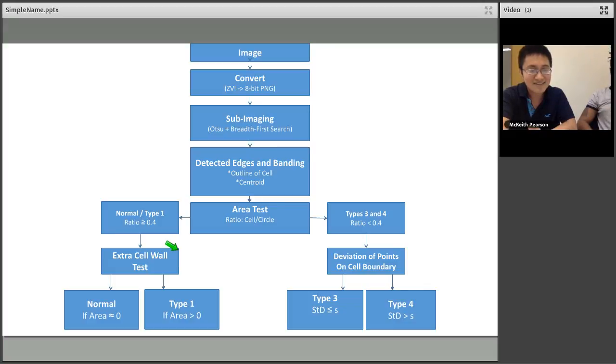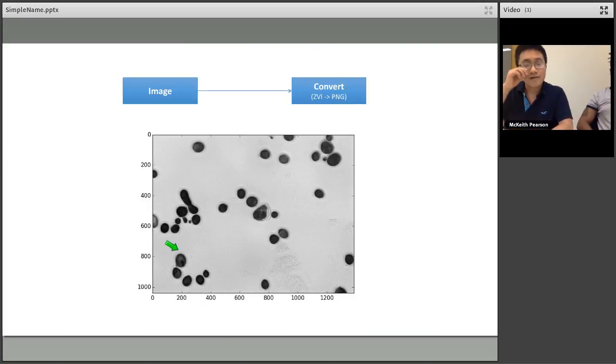That's right. Okay. First, we take the ZVI image, which is an image format produced when McKeith or the researcher does a microscopy image, and we then convert that ZVI image to a PNG image. We chose to use a PNG image because it is a lossless image format, so we keep most of our data the same as the ZVI image.